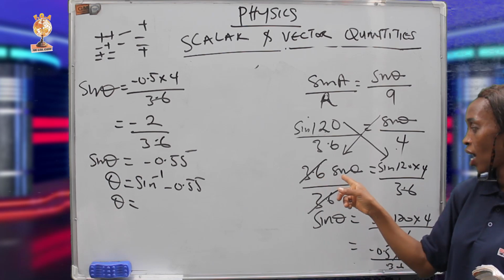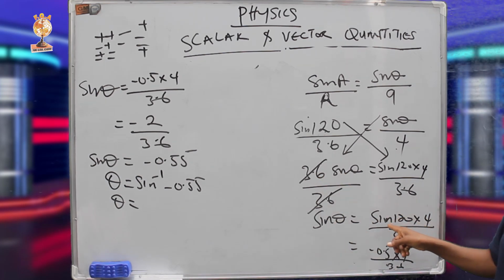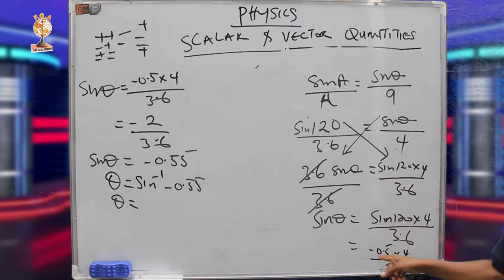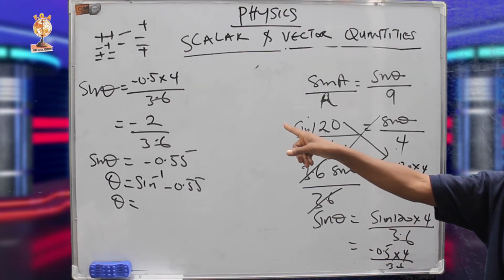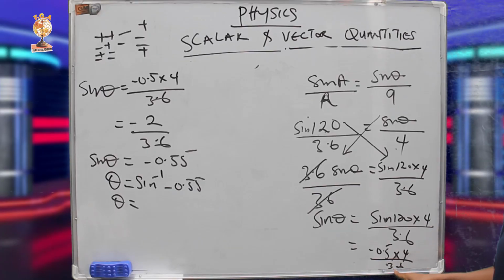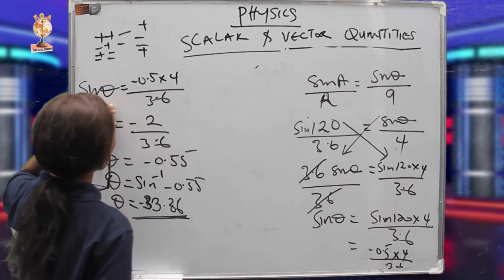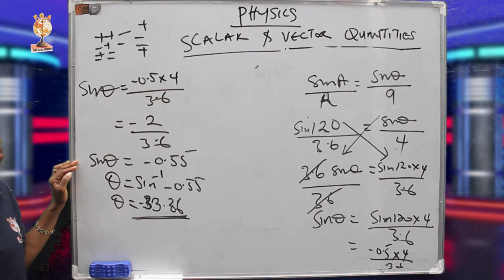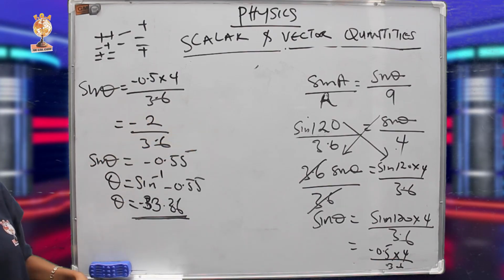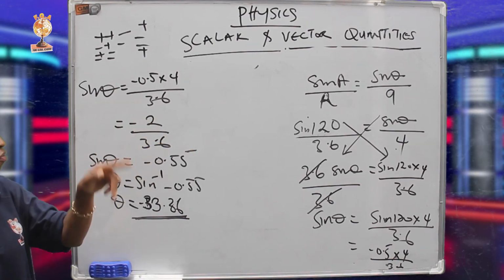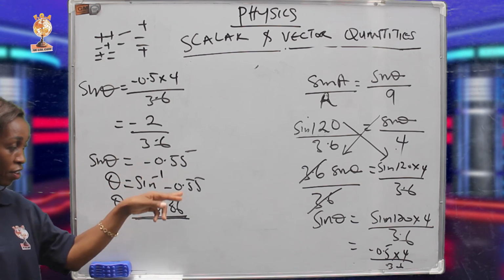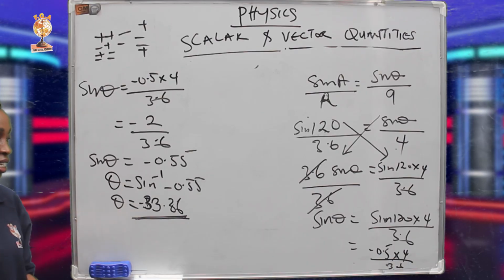If I cancel this, I have sine theta. Sine theta becomes sine 120 times 4 over 3.6. And sine 120 is minus 0.5. Minus 0.5 times 4, I have minus 2 all over 3.6. We have sine theta equals minus 0.5 times 4, because sine 120 is minus 0.5, divided by 3.6, which is our resultant. And when we do that, we have minus 0.55. Then theta is the sine inverse of minus 0.55, and sine inverse of it, I have minus 33.36 degrees.